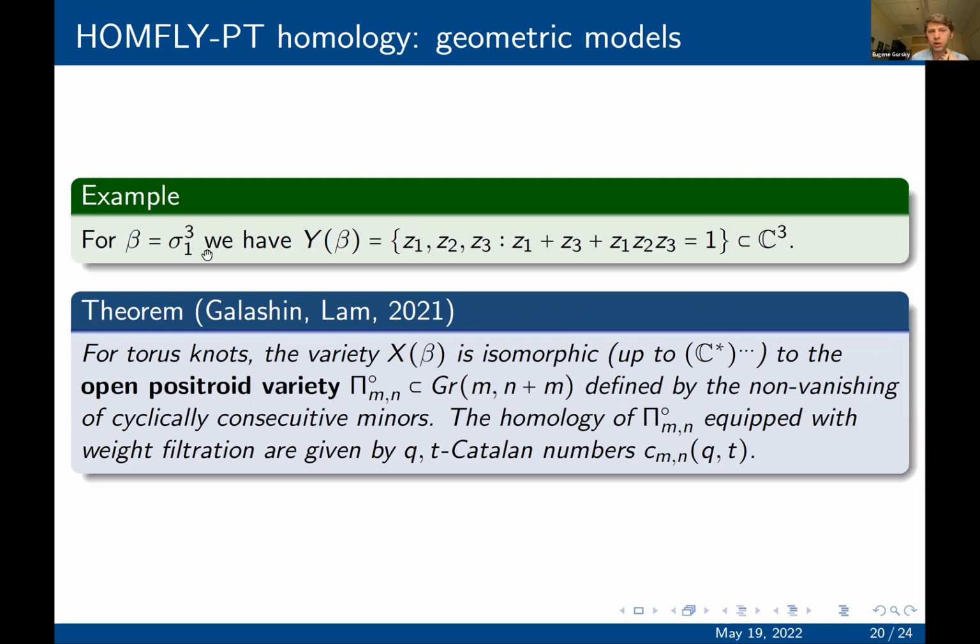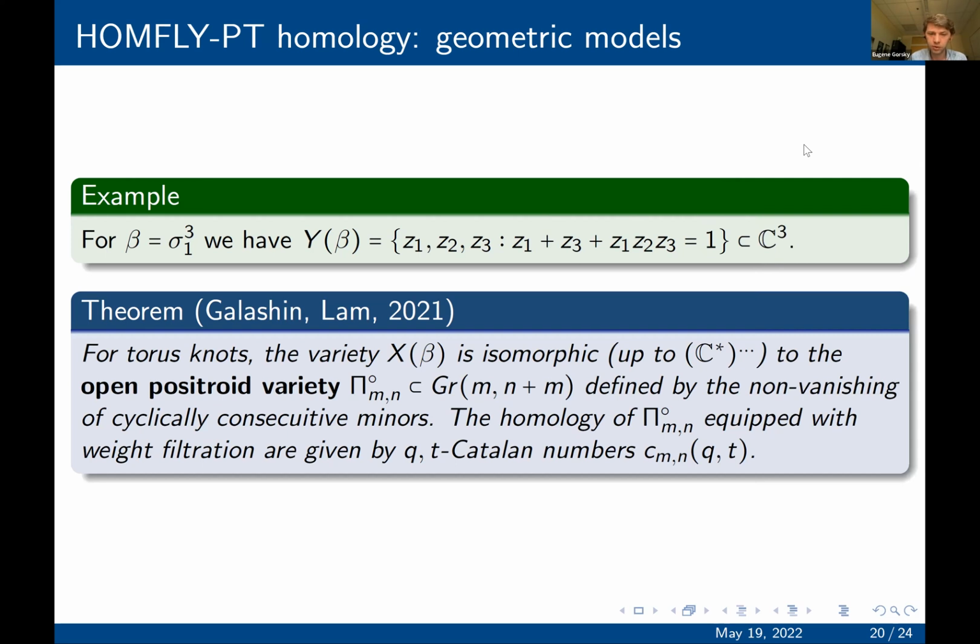So one example: if you write this braid sigma 1 cubed, so you have z1, z2, z3. These are three variables. So this is supposed to correspond to the trefoil knot. And then the equations that you get after some simplifications: you have three variables, one equation, z1 plus z3 plus z1 z2 z3 is equal to 1. And so this is very explicit. I find this algebraic variety. It's not completely obvious that it's smooth, as far as I know, but probably not hard to see directly from the equation. Its homology can be computed, and it matches the bottom row of HOMFLY homology for the trefoil.